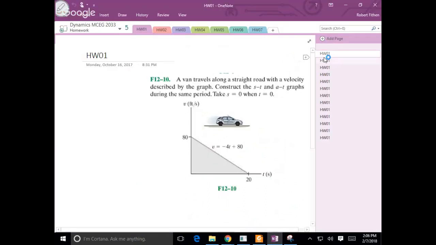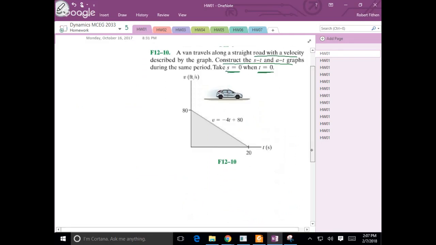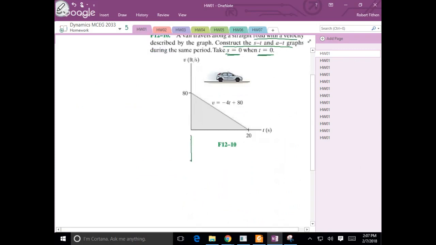If I go to OneNote and look at the first assignment, it says a van travels along a straight line with the velocity in that graph. Construct the s-t and the a-t graphs and take s equal to 0 when t is equal to 0. I can just go right below it here, and I'll start with the acceleration in time.